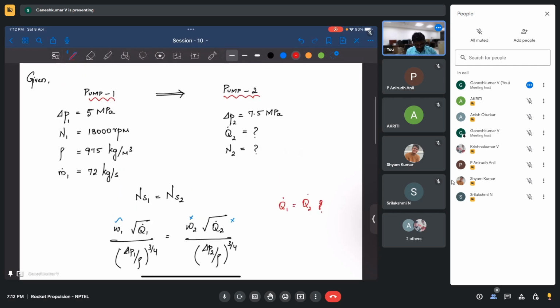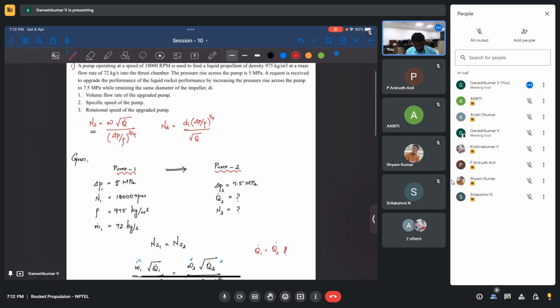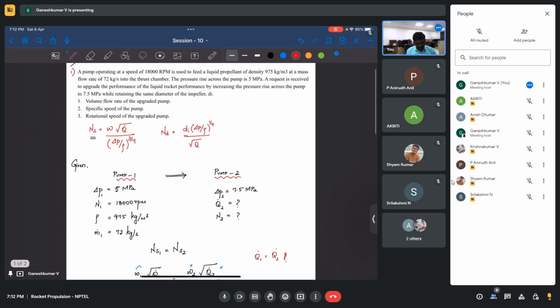So you should think about what is given, what is common between pump 1 and pump 2. What did we say in the equation? We want to increase the pressure rise across the pump while retaining the diameter of the impeller constant. We don't want the diameter to change, right?